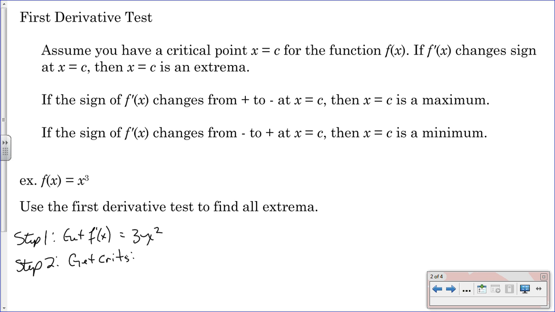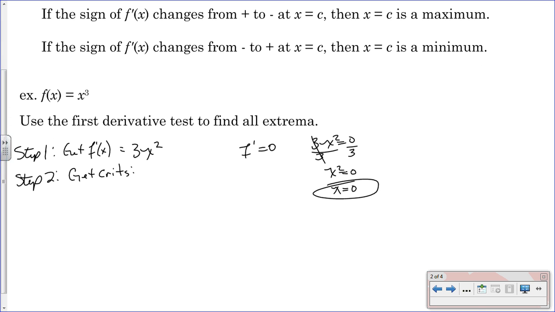Okay, get the criticals. So f prime of x, there's no place that it does not exist, so all we have to worry about is where f prime equals 0. So take 3x squared, set it equal to 0. Solve for x, divide both sides by 3. So x squared equals 0. Take the square root of both sides, so x is just 0. So that's our critical value. Now what we want to do is test it.